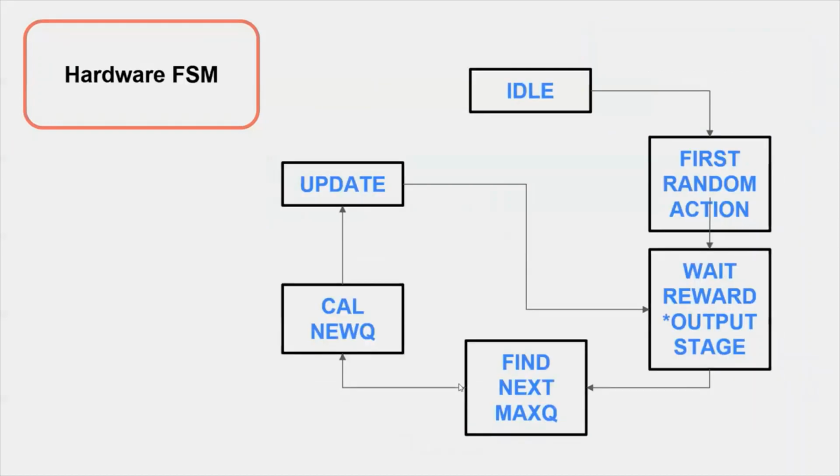This is the whole Q-learning process on the FPGA. In the beginning, all Q values are 0, so we choose the first random action to output. Then we wait for the reward. After the reward comes in, we can calculate the new Q value, update our Q mask cache and Q table, then output the next action.